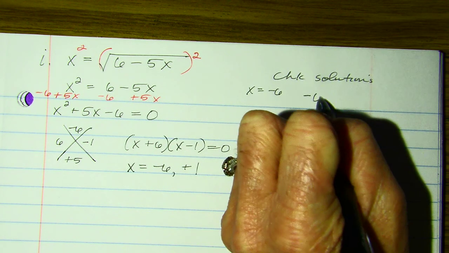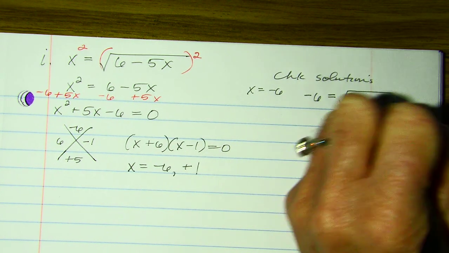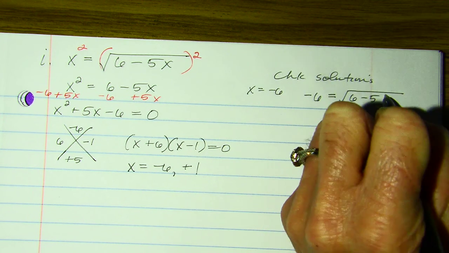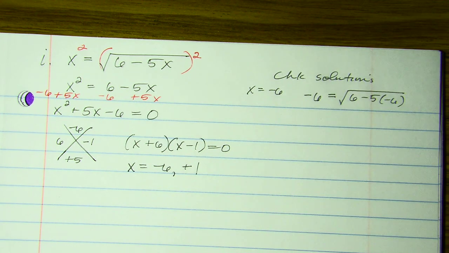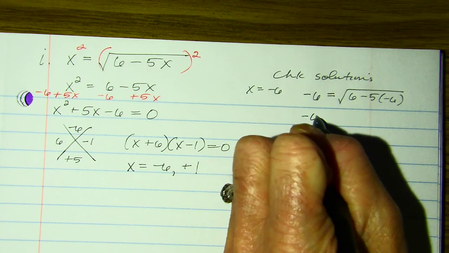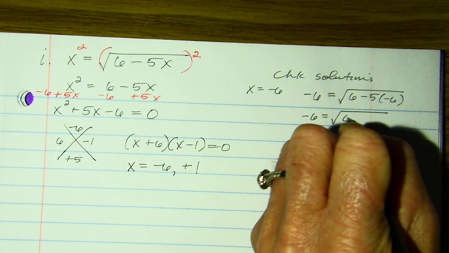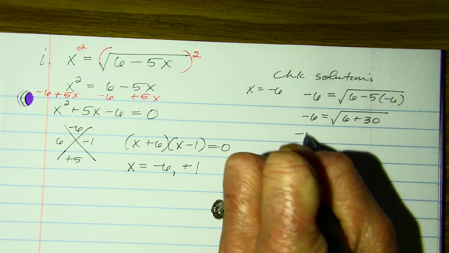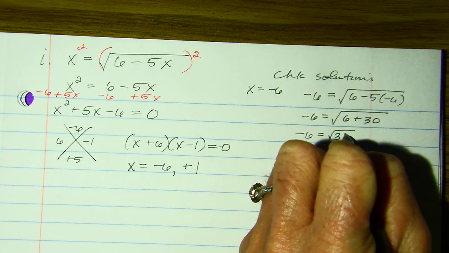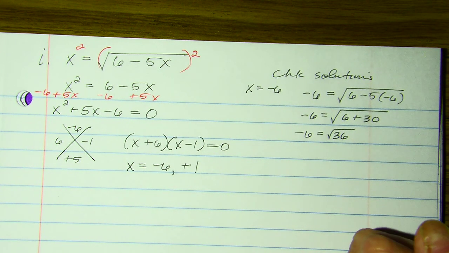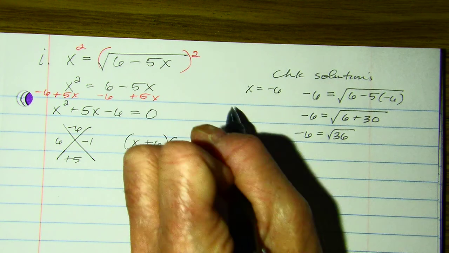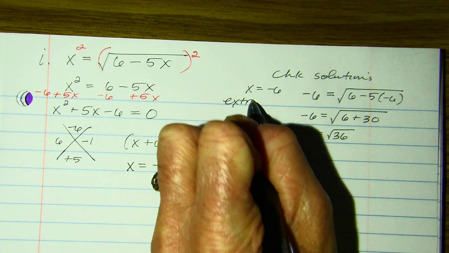Is negative 6 equal to the square root of 6 minus 5 times negative 6? Okay, so if I simplify that, I get 6 plus 30. And negative 6 is not equal to the square root of 36. The square root of 36 is positive. So negative 6 is extraneous.